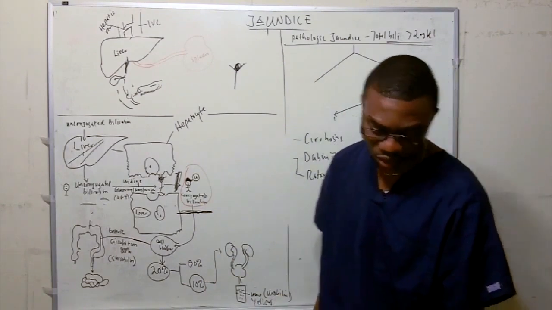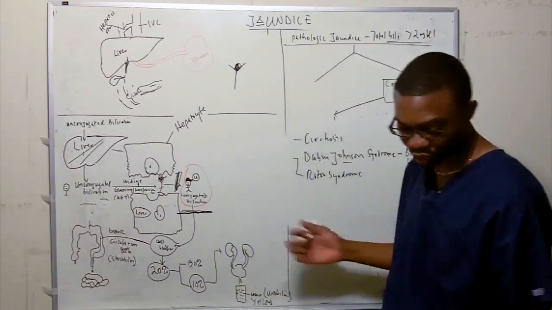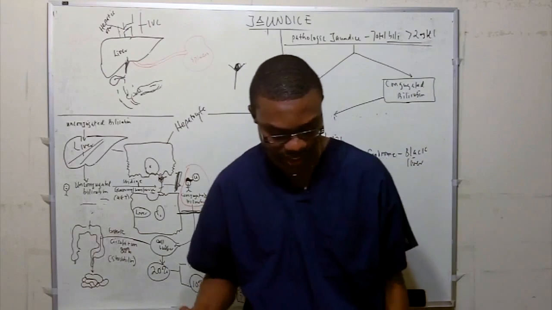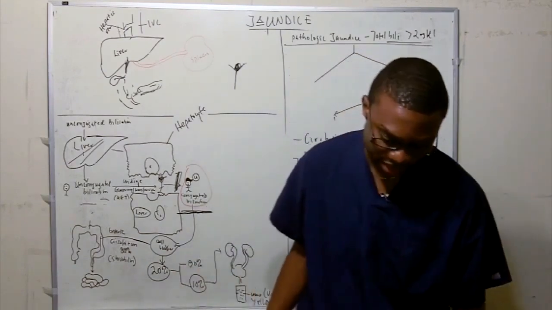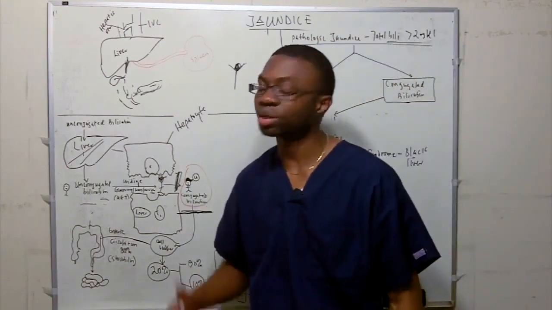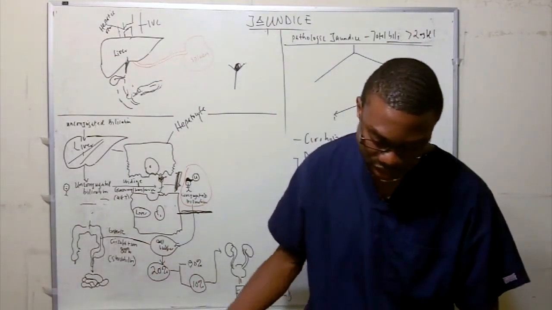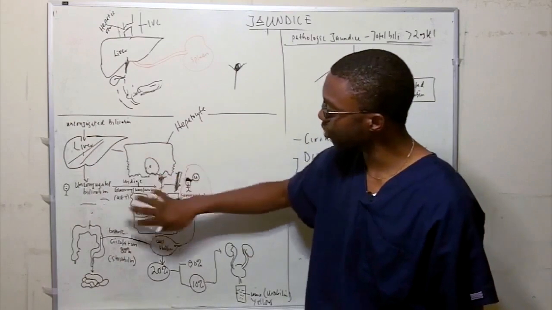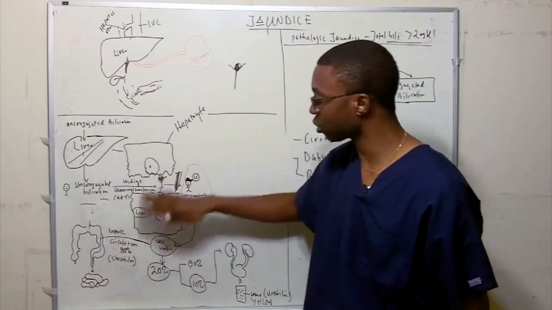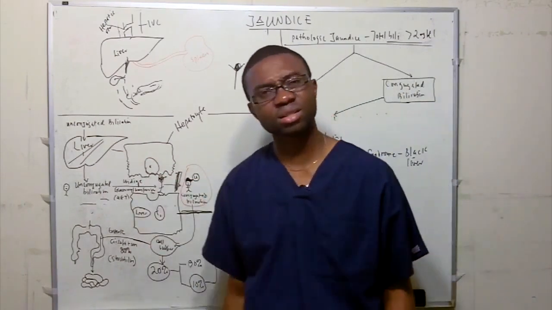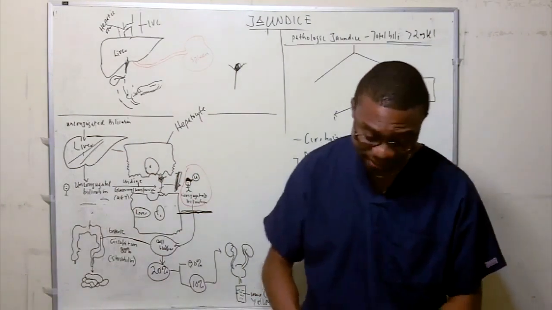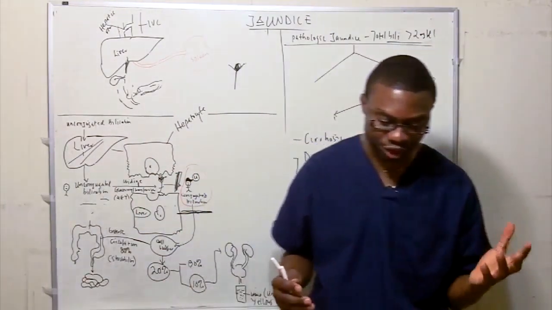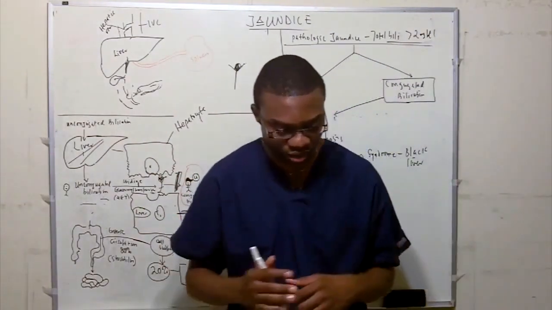Also, what you need to know is primary biliary cirrhosis. We talked about that. Primary sclerosing cholangitis, we did talk about that already. Drugs, birth control pills can cause it. That's another thing you need to note. Anything that affects the liver hepatocellularly, cirrhosis, viral hepatitis, all that good stuff. And that's it, guys. That's how you differentiate between conjugated and unconjugated.